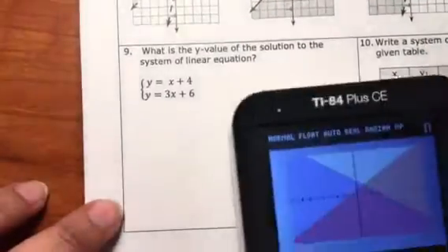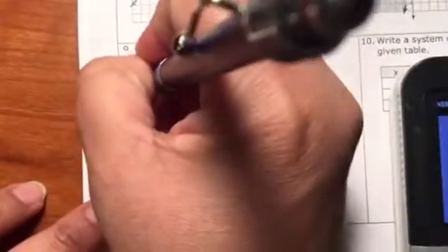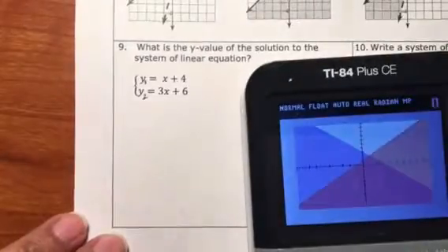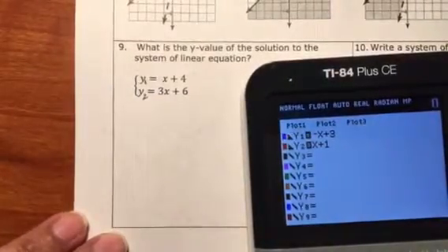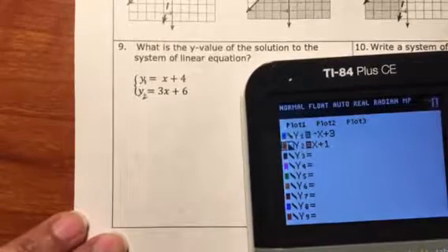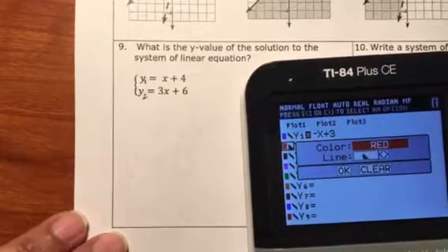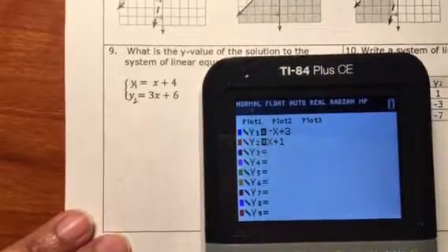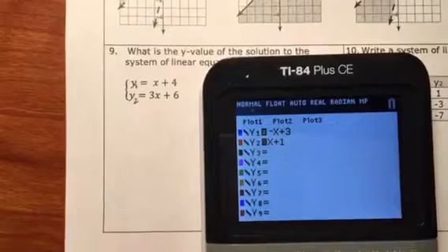Number 9, they made this one nice and easy for you. You don't have to solve for Y, it's solved for you. Okay, so you're going to want to change this back to a regular line. This one as well. You don't have to, but it'll graph faster if you do.